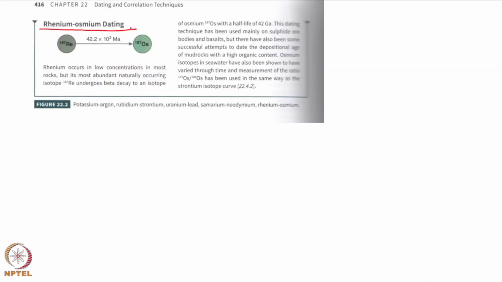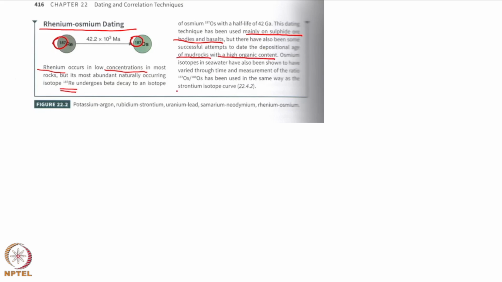Re-Os dating, rhenium-osmium dating. Rhenium overall occurs in low concentration in the rock, but 187 Re is the most abundant isotope. It undergoes a beta decay. So, the mass number 187 does not change from rhenium to osmium. The Re-Os technique has been used to date mainly sulfide ore bodies and basalts. There is also some successful attempt to date mud rocks with high organic content.